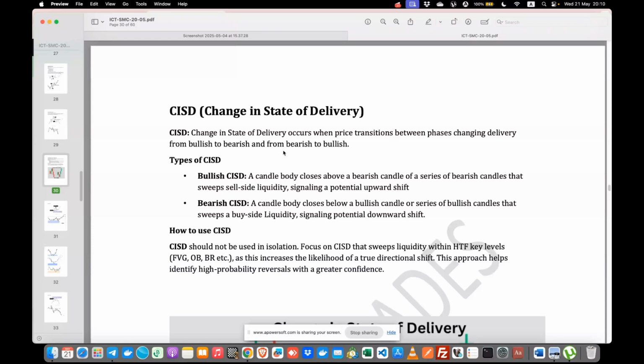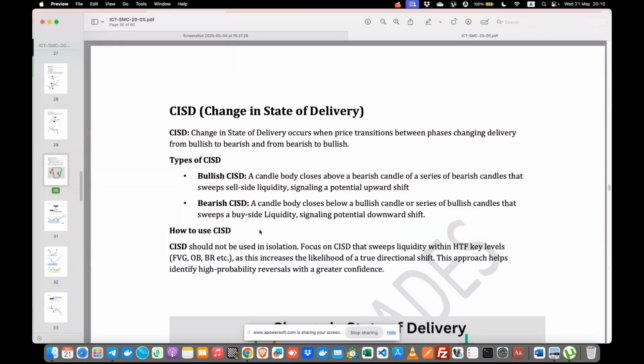Change in state of delivery occurs when price transitions between phases, changing delivery from bullish to bearish or from bearish to bullish. So we have two types. We have a bullish change in state of delivery. This is where a candle body closes above a bearish candle or a series of bearish candles that sweeps sell side liquidity, signaling a potential upward shift.